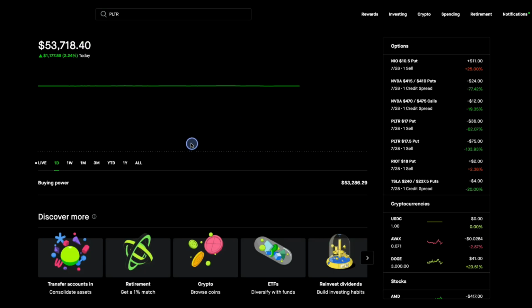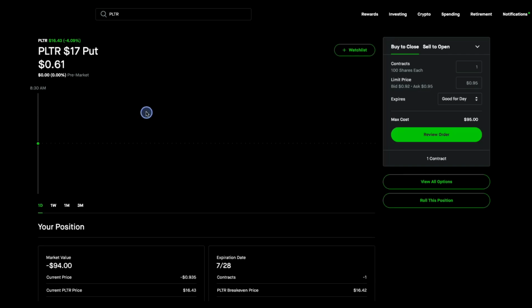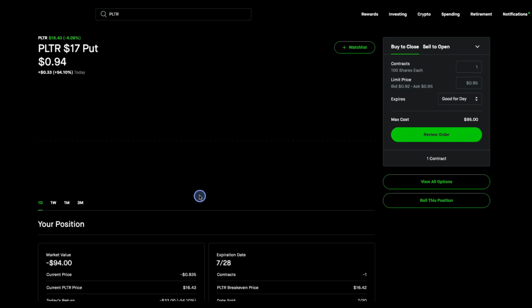Okay, so I'm in my Robinhood account now, and let's say this is my Palantir position, right? I opened this a couple of weeks back, I believe, and it is already in the money right now, so I'll have to adjust this position. How do you adjust that in Robinhood? They have made it pretty easy.